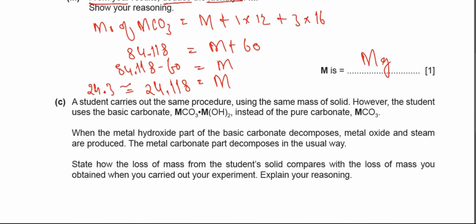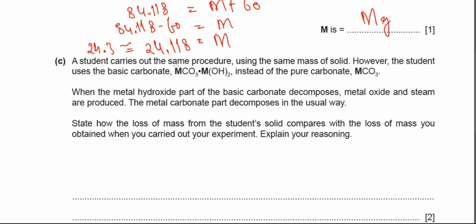Okay, next he says that a student carries out the same procedure using the same mass of solid. However, the student uses the basic carbonate, M carbonate and M hydroxide. Basic carbonate means it also contains some of the hydroxide, not the pure one. He says, when the metal hydroxide part of the basic carbonate decomposes, metal oxide and steam are produced. So there should be two types of decomposition. This part gives us carbon dioxide and metal oxide, and this part gives us metal oxide and steam.